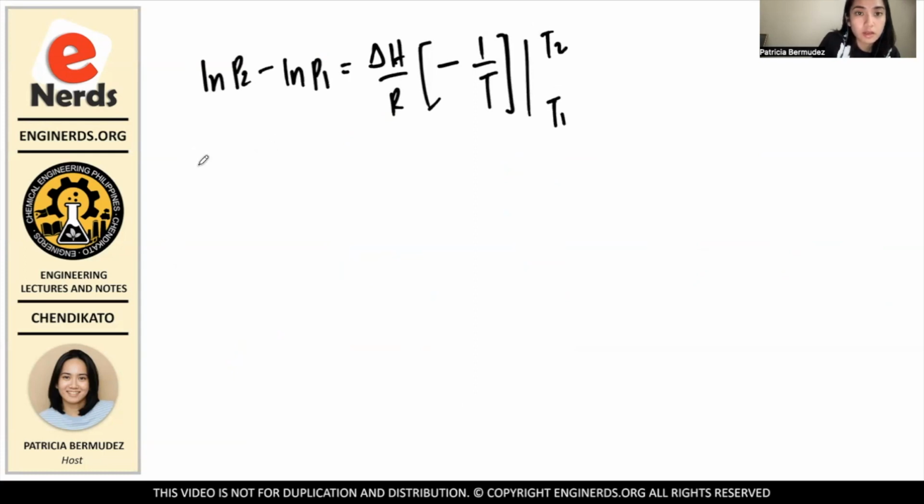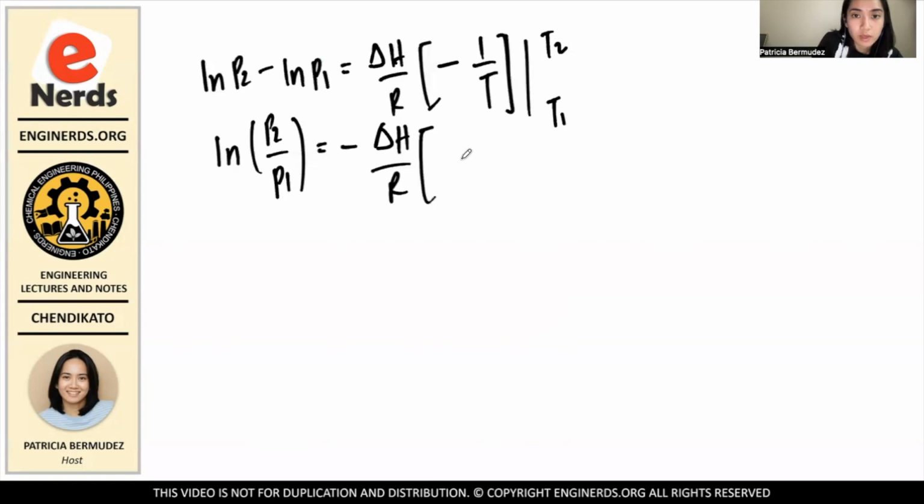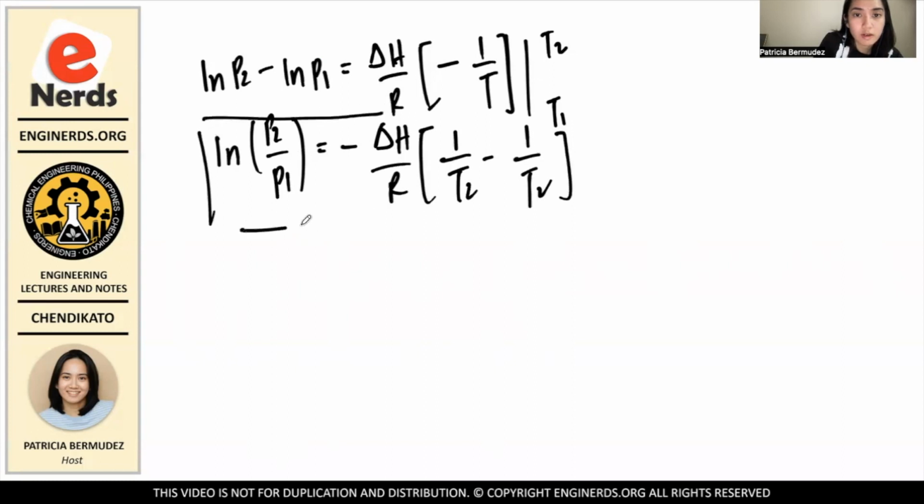Okay? And now what we're going to do here is simplify. So we know from the laws of logarithm that it will be equal to ln p2 over p1. Okay, and then this one is retained. Actually, let's take out the negative sign here. It'll be negative delta h over r. And we just substitute these boundaries here. So 1 over t2 minus 1 over t1. And that is our answer for the problem.